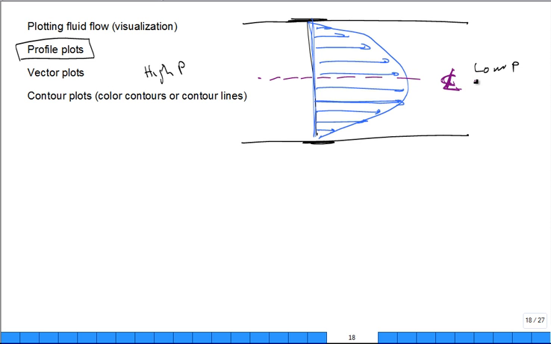Guess what? It's simple, right? Center line. That's where you'd have the maximum speed or the maximum velocity. Then you have vector plots. We've already shown them for velocity field. You have all kinds of stuff. Contour plots, you could have color contours or contour lines. We've done that. Pressure, isotherms, isobars. All this, I think, is all visualization.